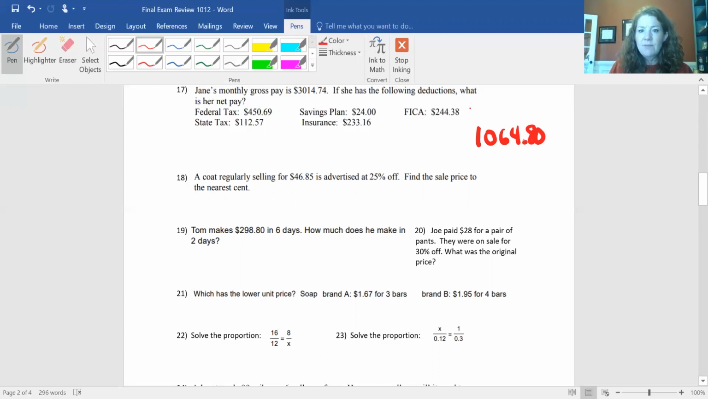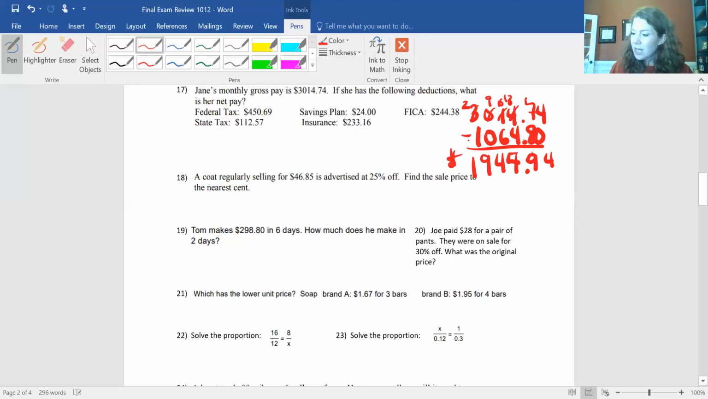And then we have to take that out of her gross check, which is $3,014.74. So we're going to subtract. So 4 minus 0 is 4. We got to turn this into a 17, 13, 10, 9, and 2. All right, so 17 minus 9 is 8. Bring down my decimal. 13 minus 4 is 9. 10 minus 6 is 4. That's a 9, and then that's a 1.